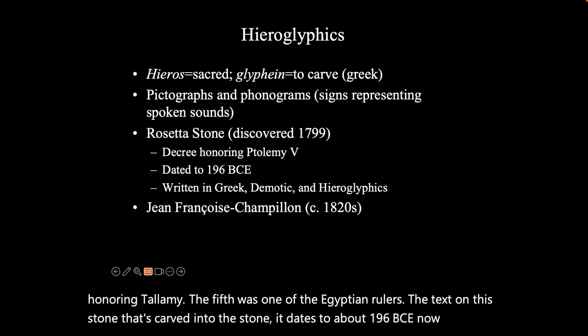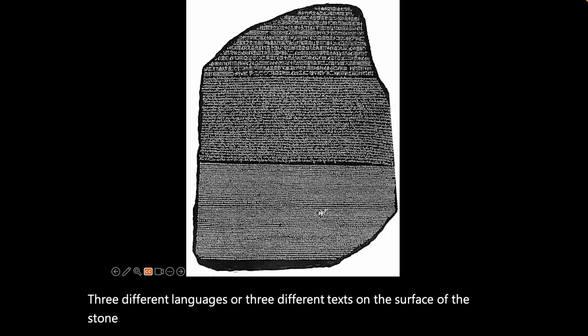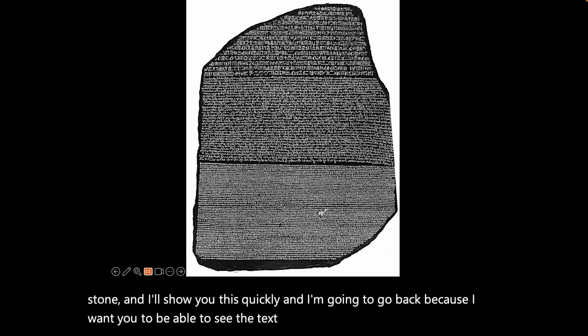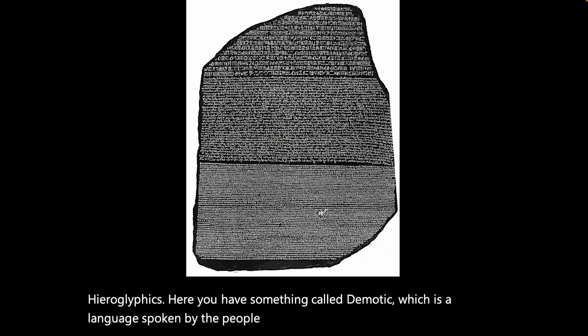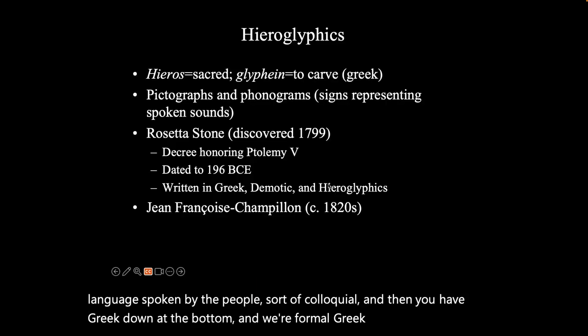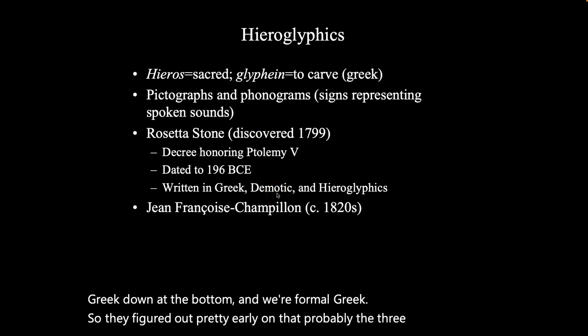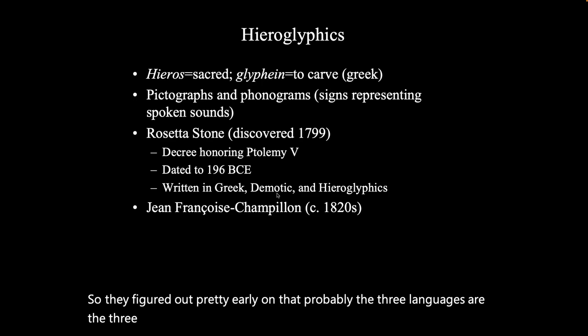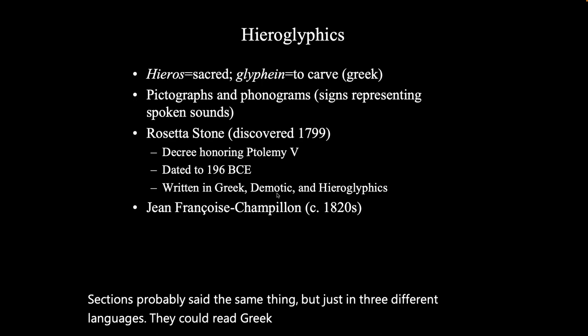Now, there's 3 different languages, or 3 different texts on the surface of the stone, and I'll show you this quickly, and I'm going to go back because I want you to be able to see the text. Okay, you have hieroglyphics here. You have something called Demotic, which is a language spoken by the people, a sort of colloquial, and then you have Greek down at the bottom, a more formal Greek. So they figured out pretty early on that probably the 3 sections said the same thing, but just in 3 different languages. They could read Greek, they could read the Demotic, they couldn't read the hieroglyphics.